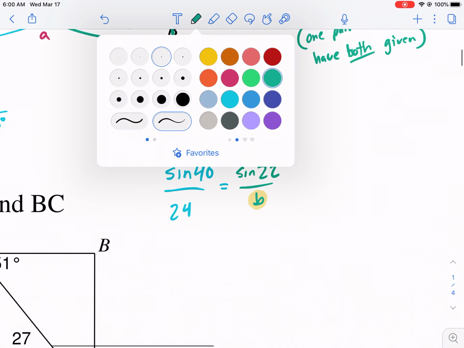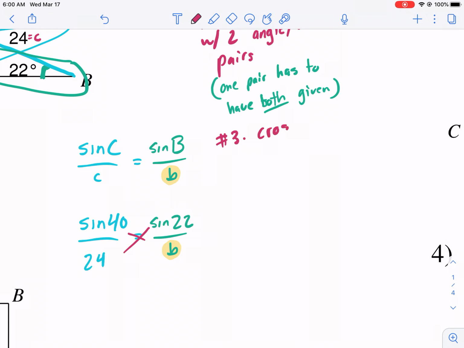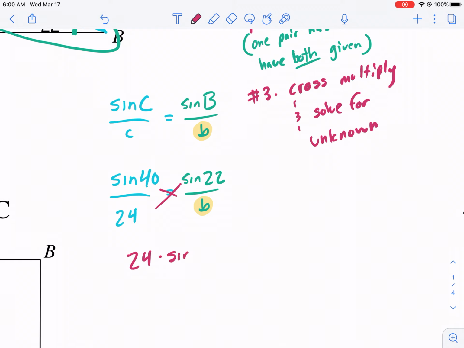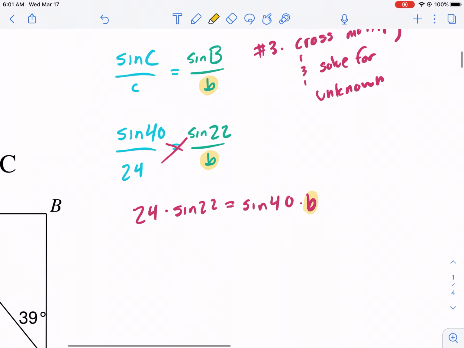So this is step 3: cross multiply and solve for the unknown. I leave it as unknown, not a side, because you can do the same thing with angles. When we cross multiply, we get 24 times sine 22 equals sine 40 times b. And this is the guy we want, so we have to divide both sides by sine 40.